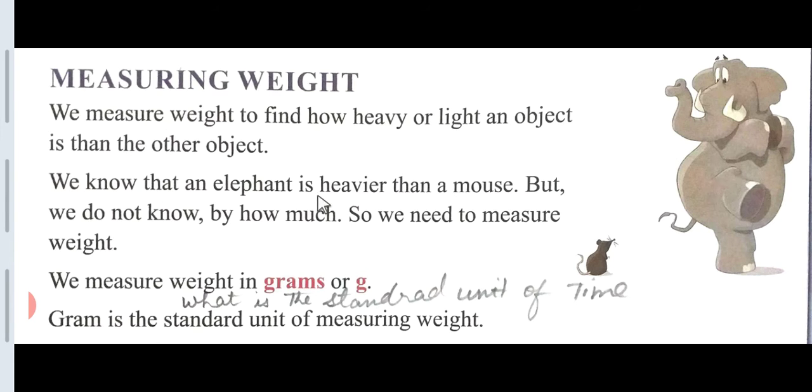So we know that an elephant is heavier than a mouse. If you can see in the picture, the elephant is much heavier than a mouse. Here you can see a small mouse. But we don't know by how much. So we need to measure weight. We need to measure the weight of the mouse and the weight of the elephant.